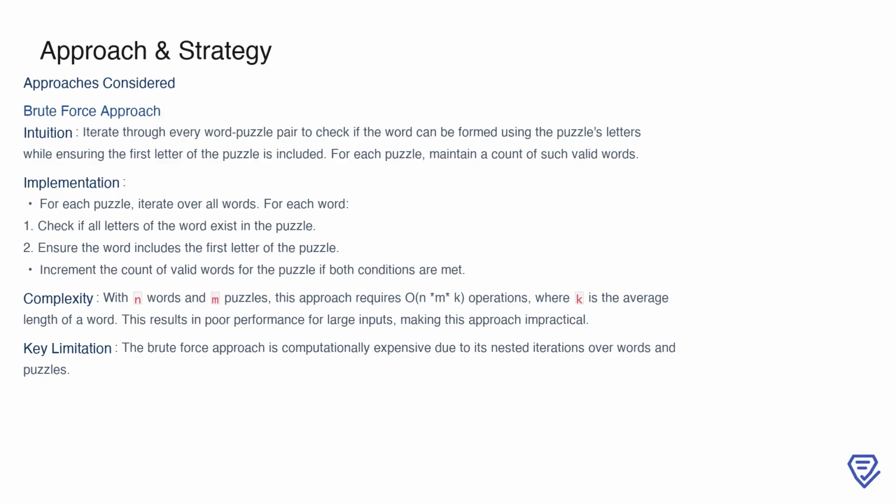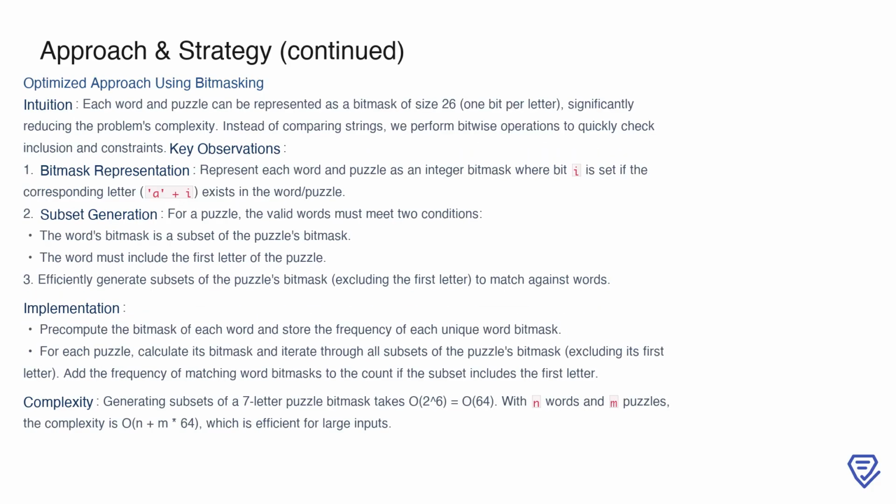Now, to address the inefficiency of brute force, we turn to an optimized approach using bit masking. The key idea here is to represent both words and puzzles as bit masks, where each bit corresponds to a letter of the alphabet. This allows us to use integer operations instead of string comparisons, which are much faster.